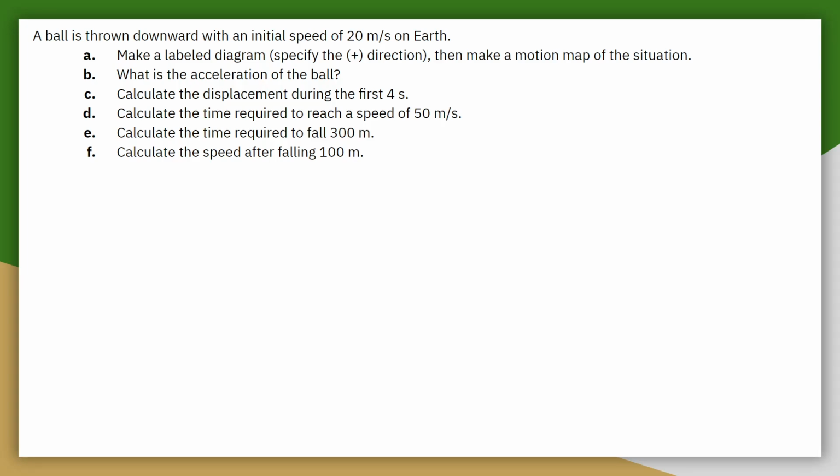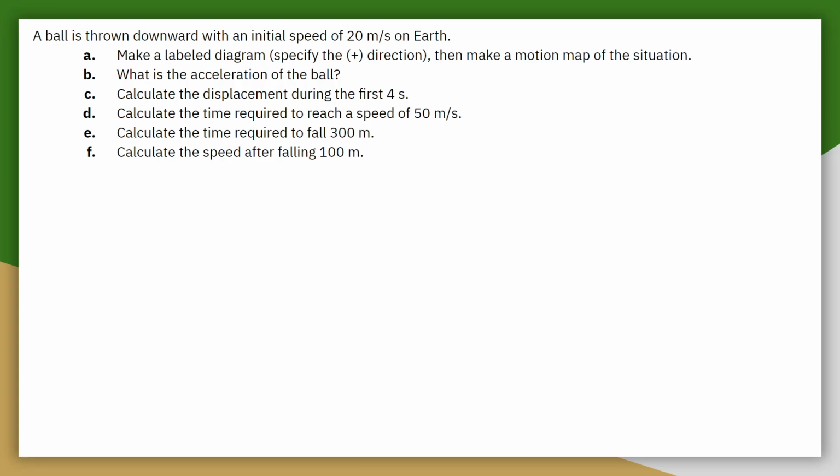A ball is thrown downward with an initial speed of 20 meters per second on Earth. There are 6 parts to this problem. Part A, make a label diagram, specify the positive direction. Then, make a motion map of the situation.